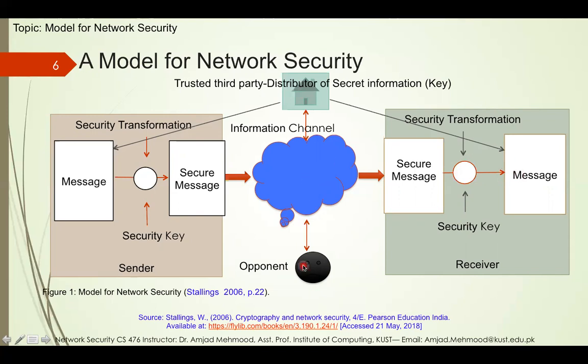In case an opponent or intruder gets that message, he can access it, but he cannot understand what it means. He will not reach the meaning of the sender. This way, you can make your communication secure.